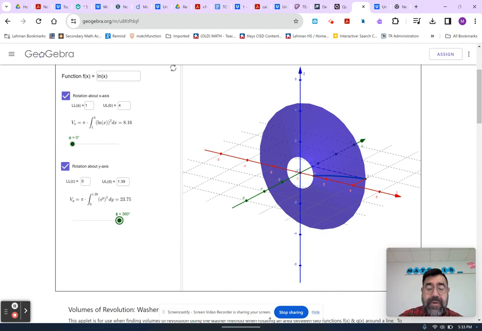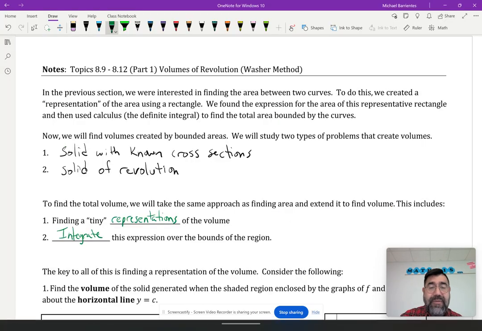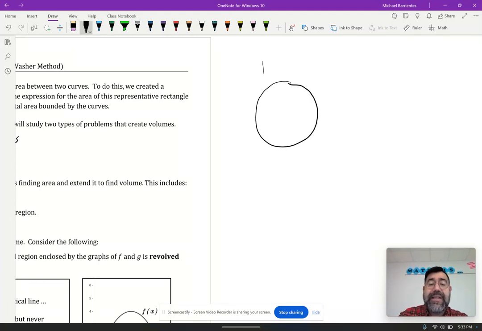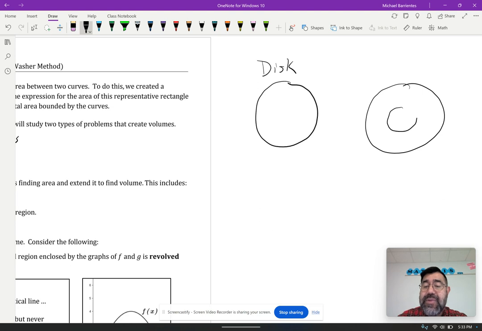Okay, so let's wrap up this first video. We're going to revolve a shaded region around an axis. We're either going to get something that looks like this, and we're going to get a disc, or we're going to spin it around and there's going to be space in between, and we're going to get a washer. And in the next video, we're going to talk about how you know when you're going to get one and not the other.